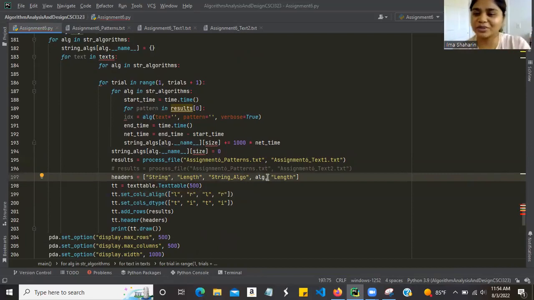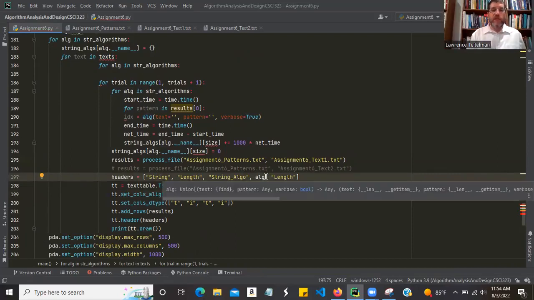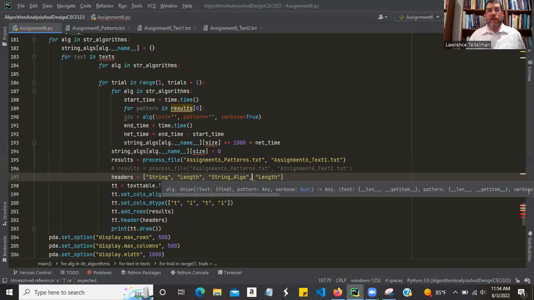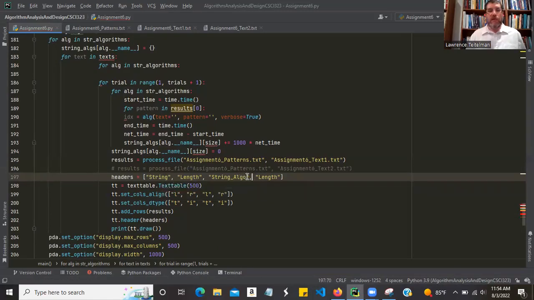alg is a variable. But you can't have 5 headers and 4 columns. And alg by itself also doesn't work. You would have to say alg underscore name. But that's not your header. Your header is string algo, right? Then the value, which is going to go into the table, is going to be the name of the algorithm. The header is string algo. Yeah? Okay.